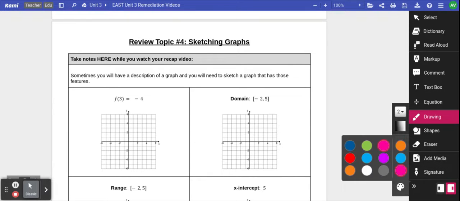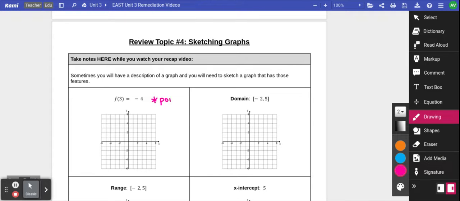One piece of information you might be given is a point on a graph. When you see something like this, where it says f of 3 equals -4, this is telling you to graph a certain point. It's telling you that when x is 3, y is -4. So on this graph, I would go to where x is 3 and y is -4, and I would put a point here. And any graph that I draw would need to go through and touch that point.